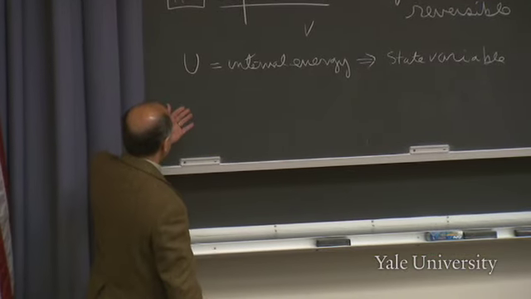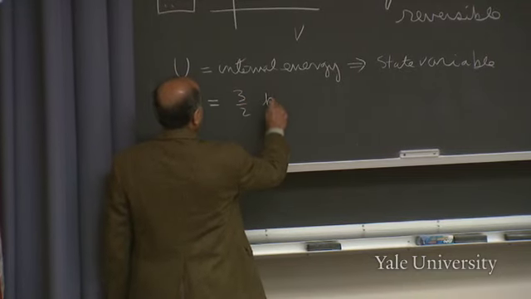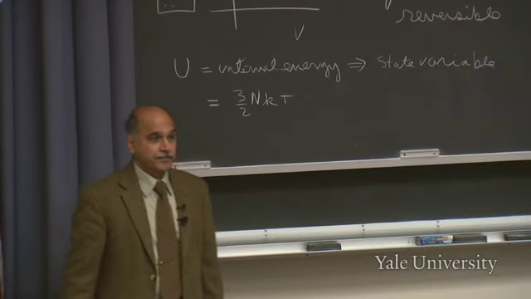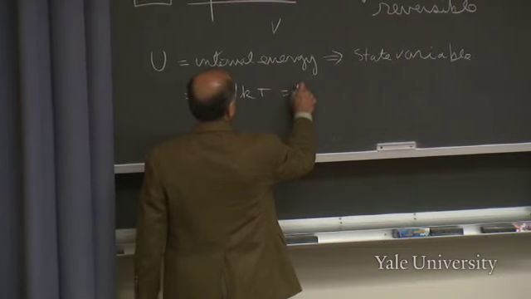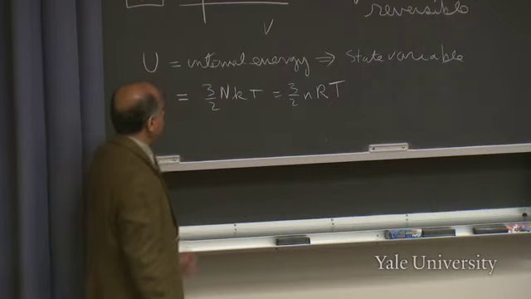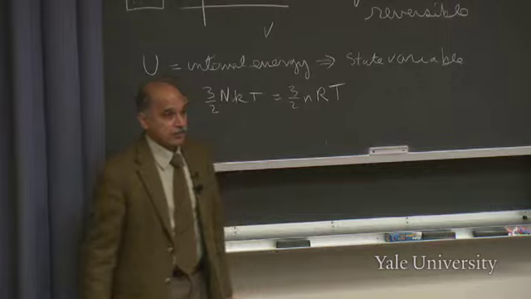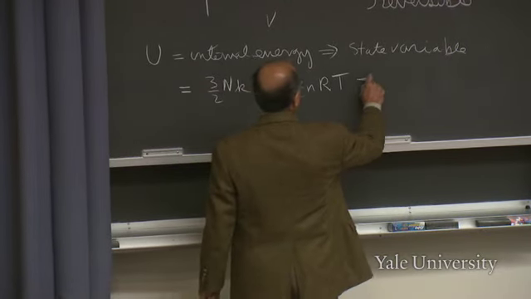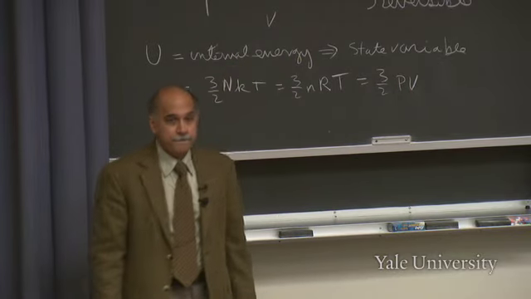That energy is nothing other than the kinetic energy. You remember there is 3/2 kT per atom, n atoms. That's the internal energy. You can also write this as 3/2 nRT. Either you count the molecules and use Boltzmann constant, or you count the number of moles and use the gas constant. It's the same thing. But nRT is PV. So if you like, you can also write it this way.